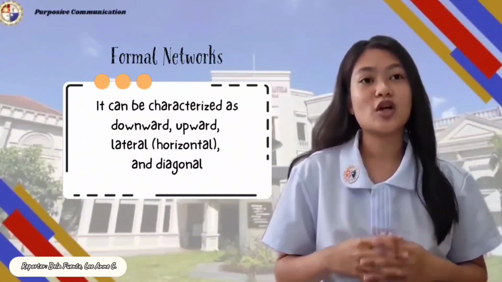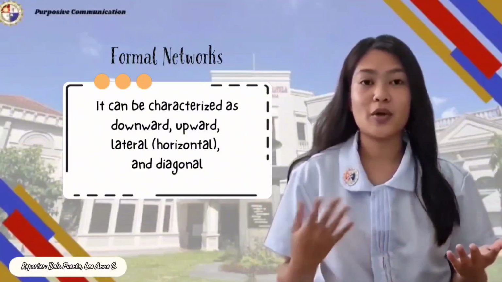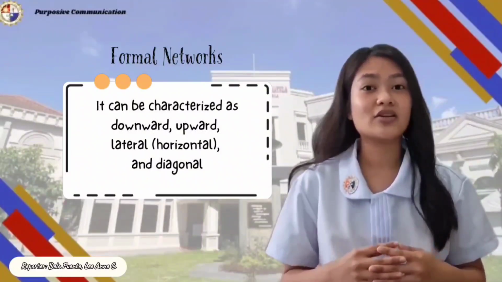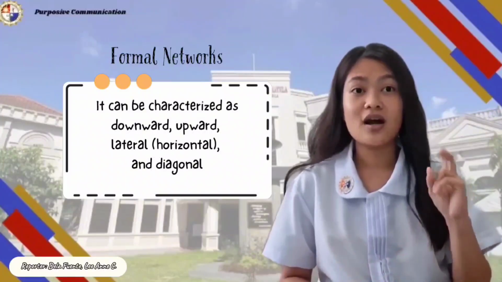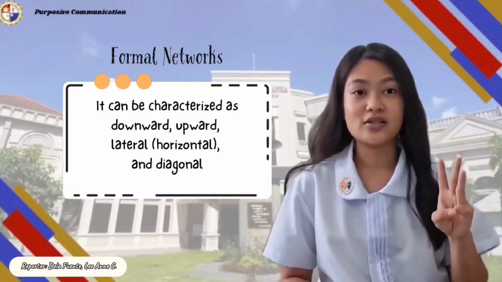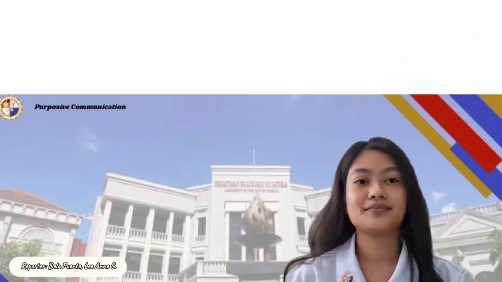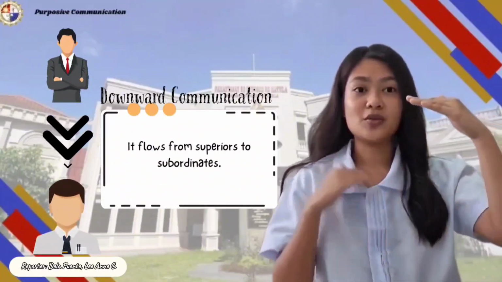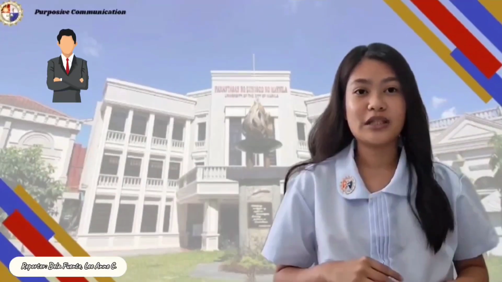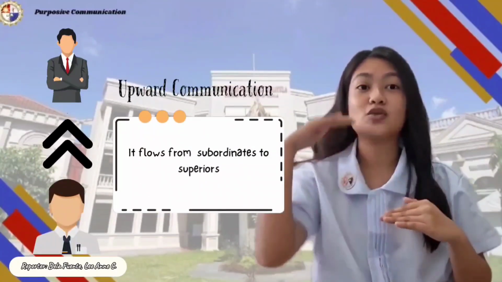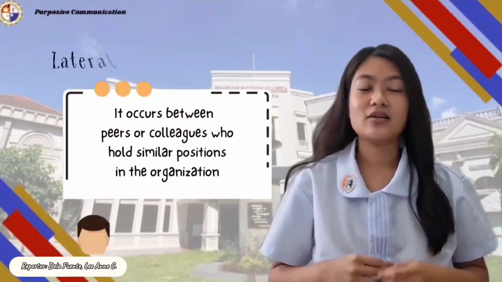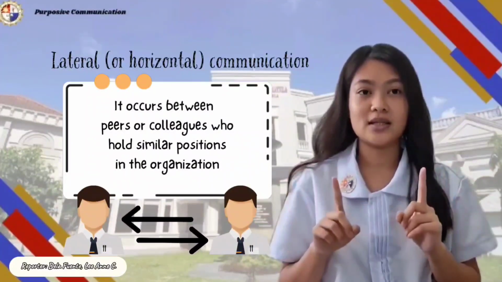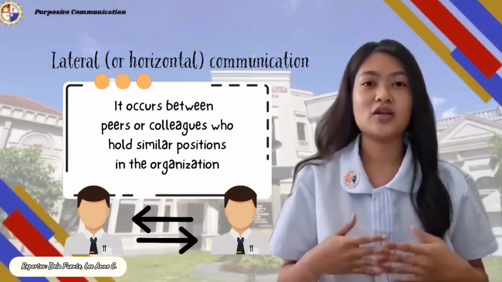These exist within structured environments like the departments or the work teams. Communication in formal professional networks can be characterized as downward, upward, lateral or horizontal, and diagonal. Downward communication flows from superiors to subordinates. Upward communication flows from subordinates to the superiors. And lateral or horizontal communication occurs between peers or colleagues who hold similar position in the organization.